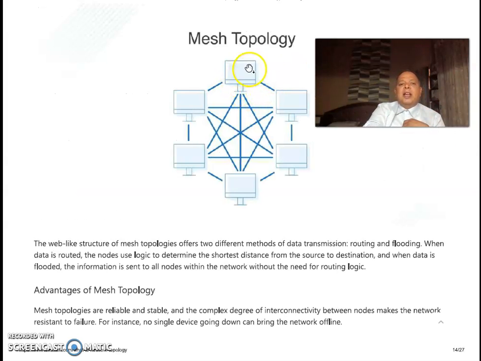Here you can see it in the diagram as well, that these are the nodes, and these nodes are connected. Almost every node is connected to every other node by using different routes, different data paths, and this is a wave-like structure.